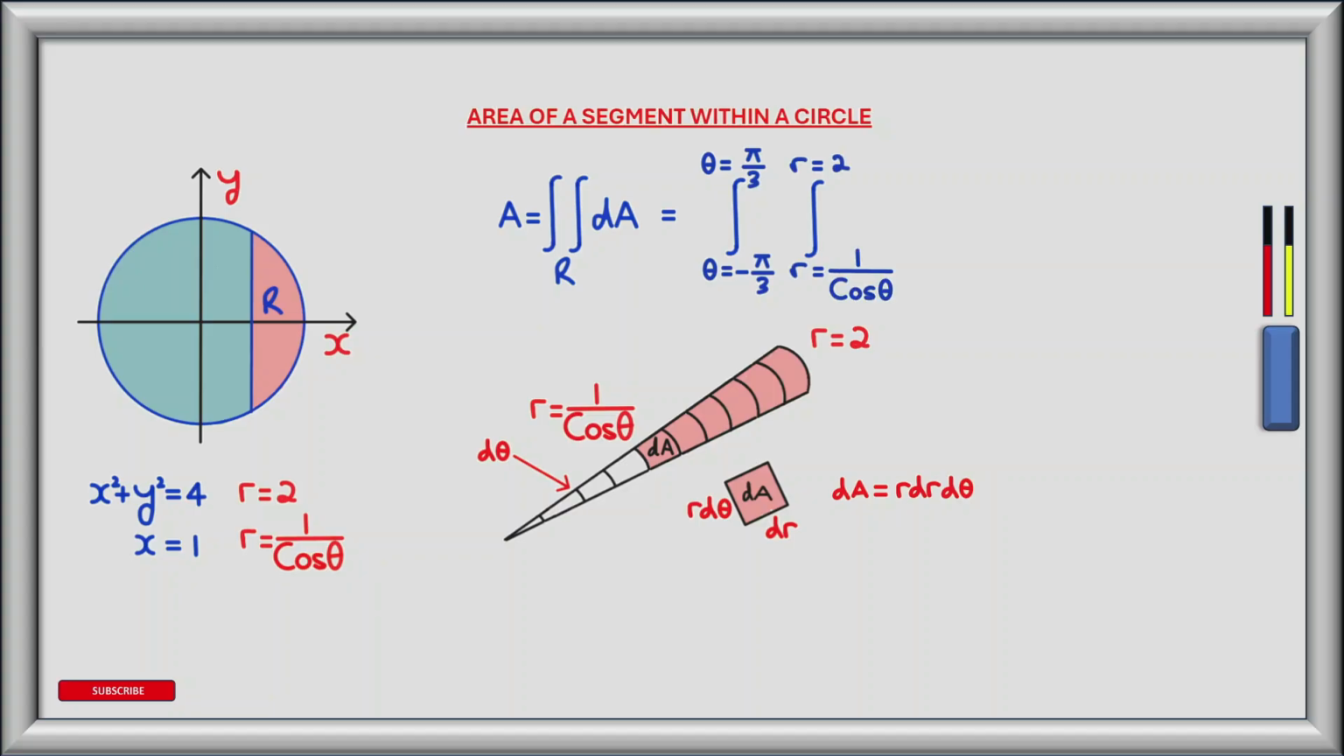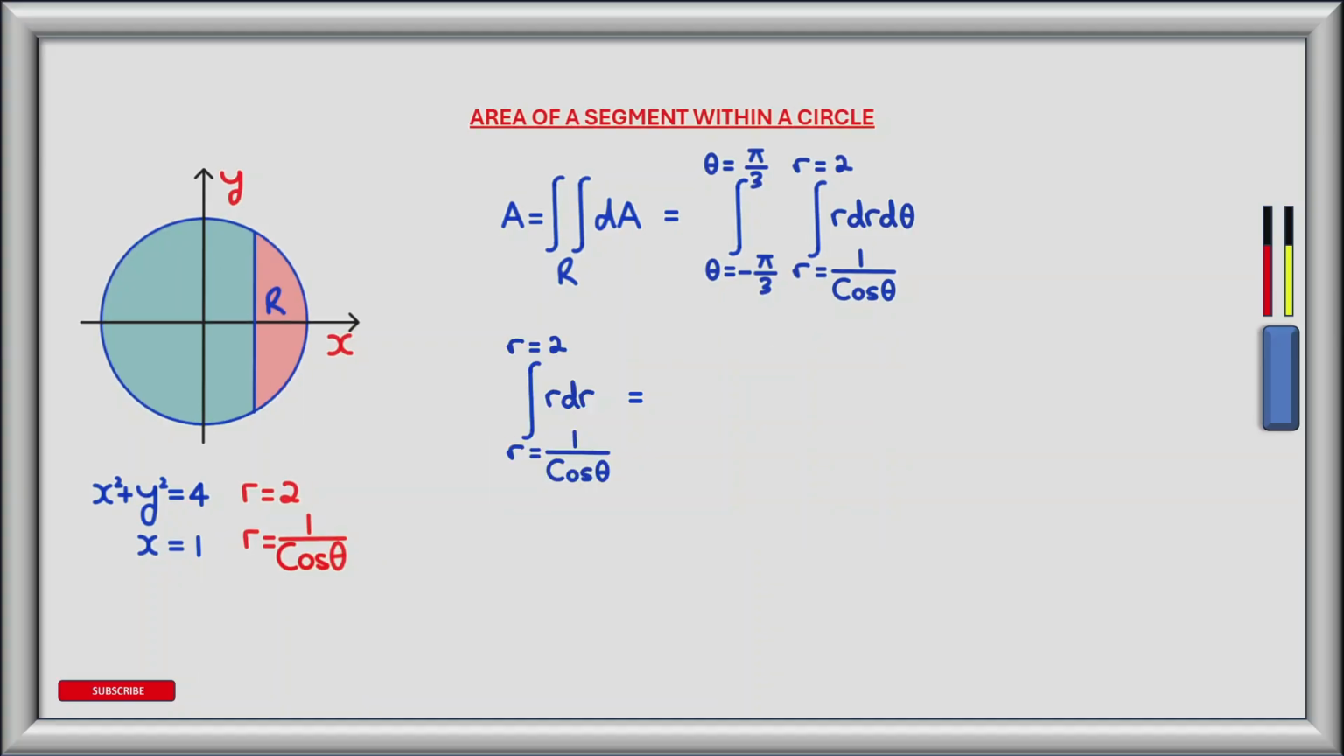We can see from our diagram that our lower limit is at r equals 1 divided by cos theta, and our upper limit is at r equals 2. And we are summing infinitesimally small pieces of area dA, which translates to r dr d theta. We can now begin to evaluate the integrals.